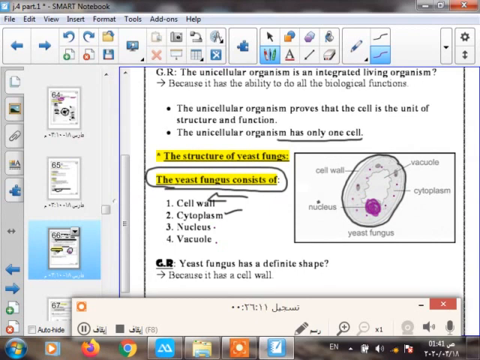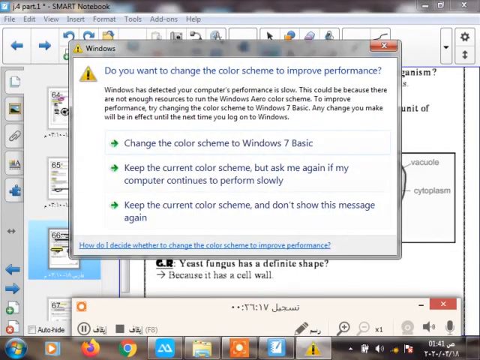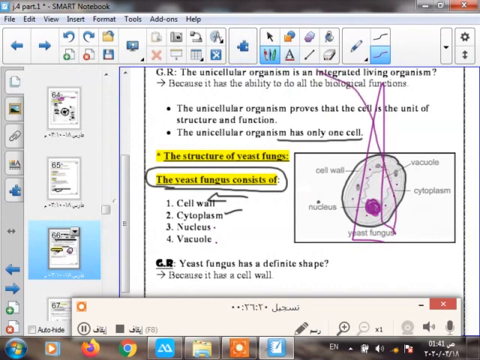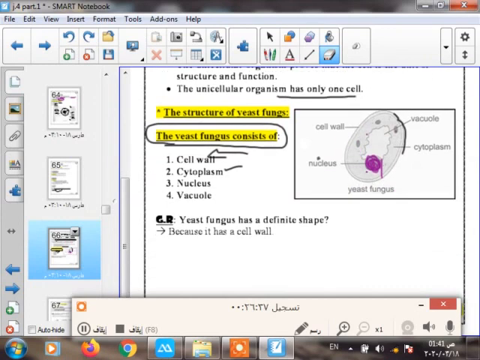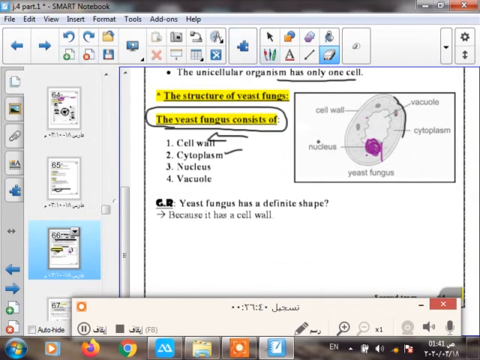Don't just say unicellular living organism, because we have bacteria and yeast fungus. This is the structure of yeast fungus. When I ask you to give a reason: yeast fungus has a definite shape. Who gives the cell its definite shape? The cell wall, due to the presence of the cell wall.